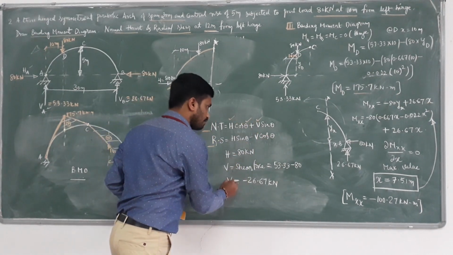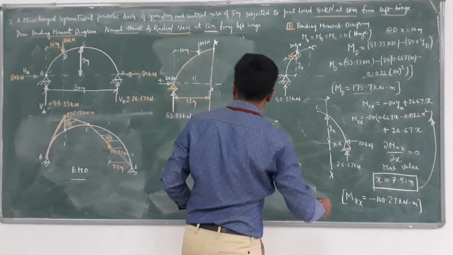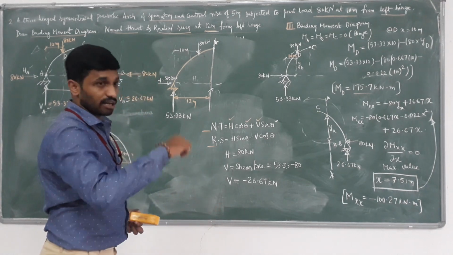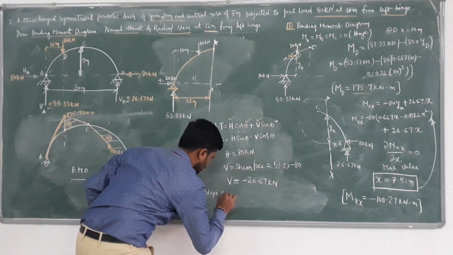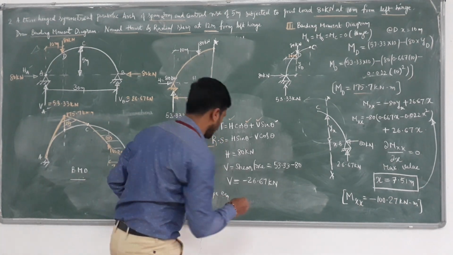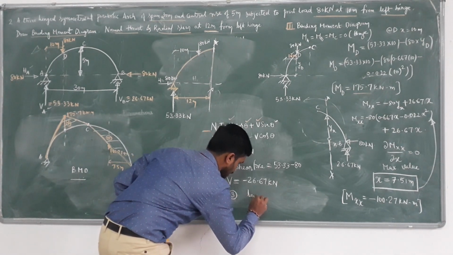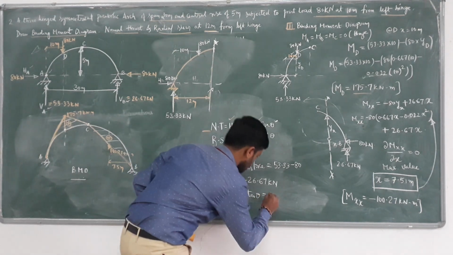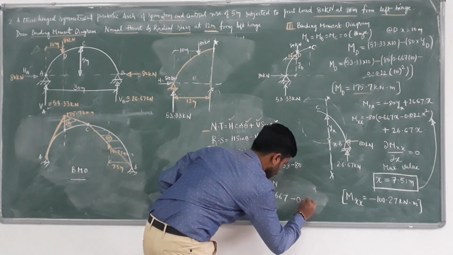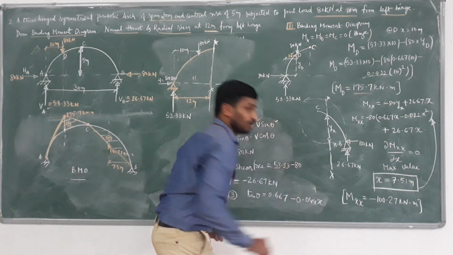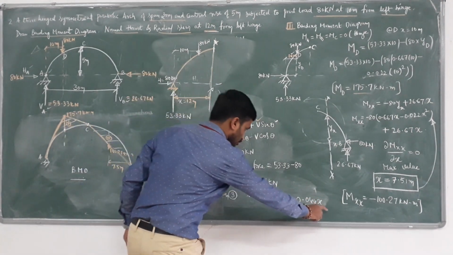We got H, we got V, we require theta. I know the slope equation, which we computed previously. What is the value of tan theta? We know slope equation, equation number 3. Tan theta equals dy by dx equals 0.667 minus 0.044 x. Here, what is x? X is nothing but 12 meters. Substitute x value equal to 12 meters.